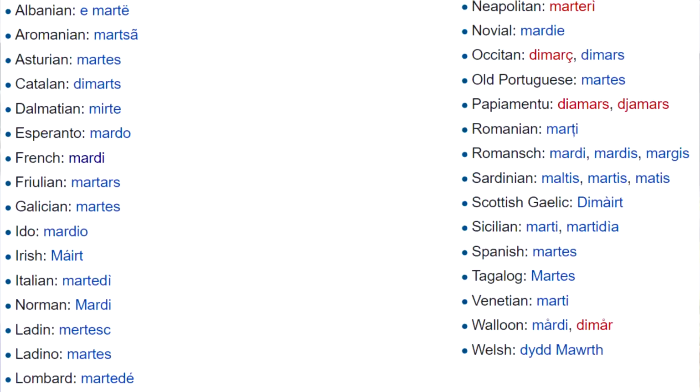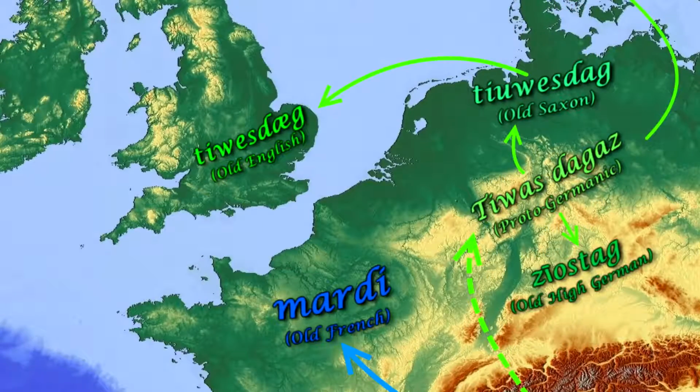Latin also influenced a lot of other languages, including Welsh and Irish, which are also spoken in the British Isles. When William the Conqueror conquered England, some of the French influence came into the English language. Old English turned into Middle English, and Tiwesdæg turned into Tiwesdi.